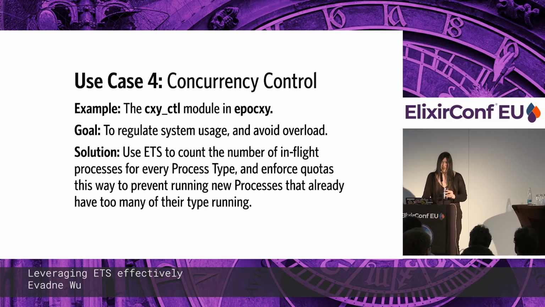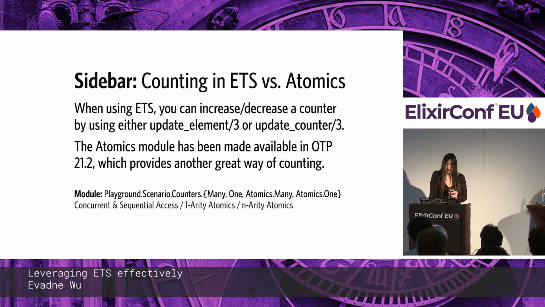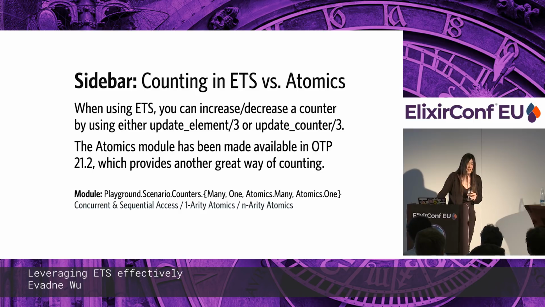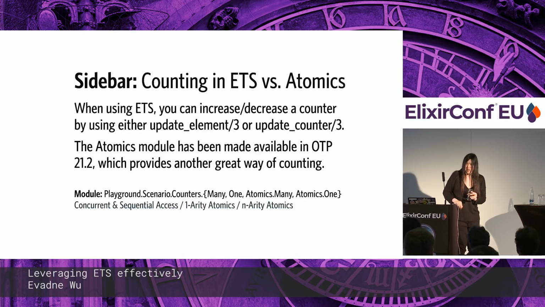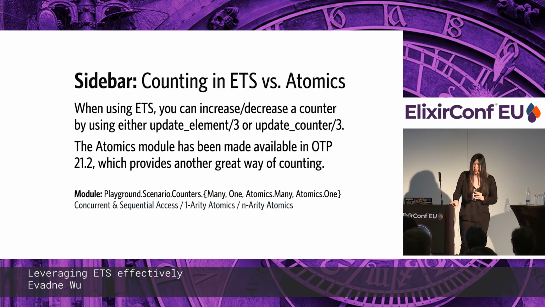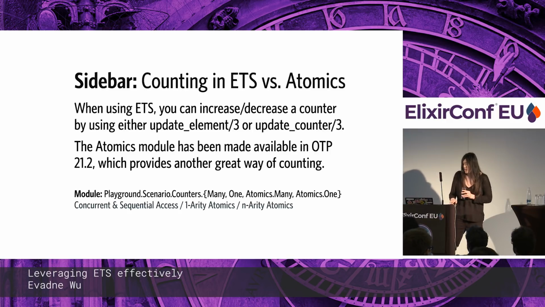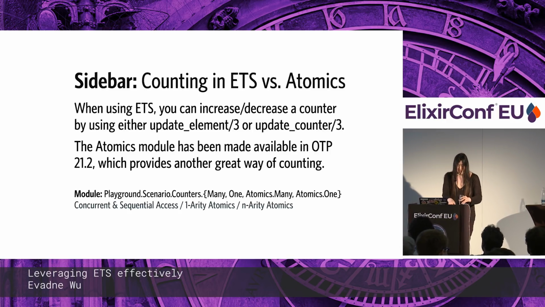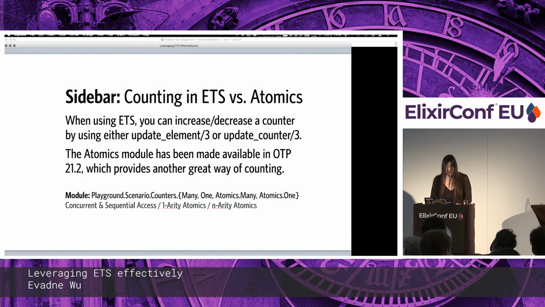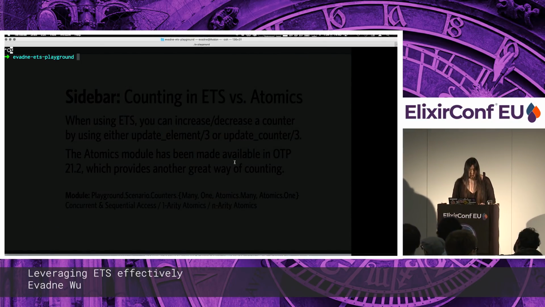But obviously, with the latest release of OTP 21.2, now you have an even better solution for counting stuff called atomics. So I think it would be a good time to demonstrate to you the differences between counting in ETS and counting in atomics. Right.